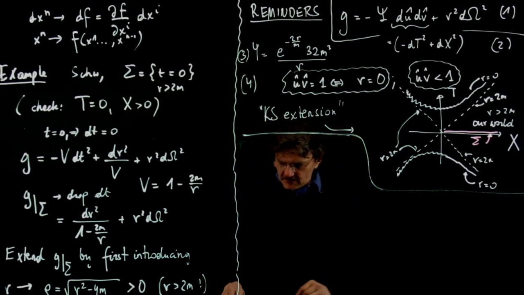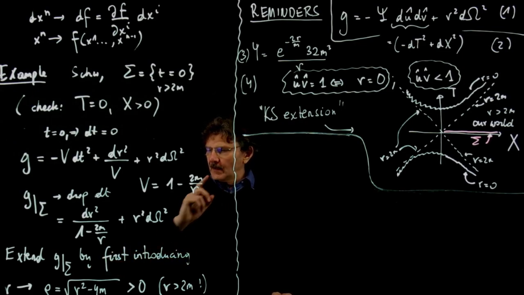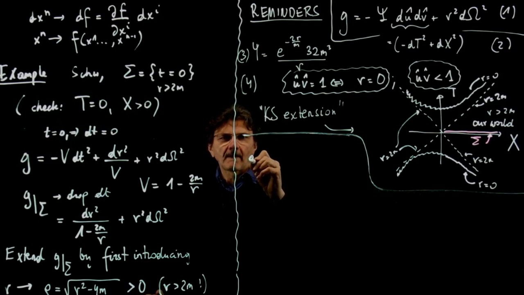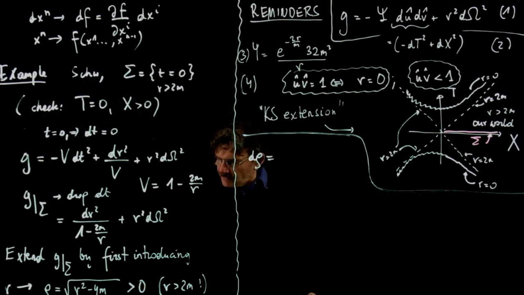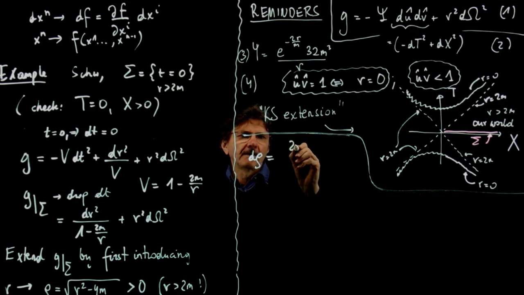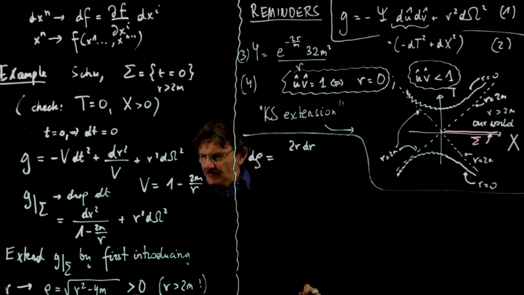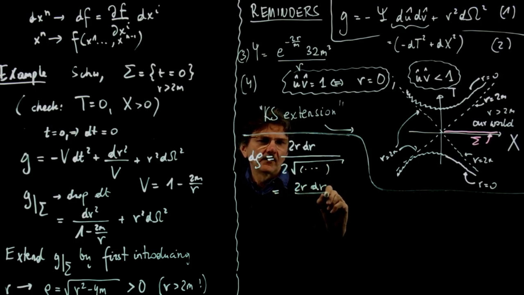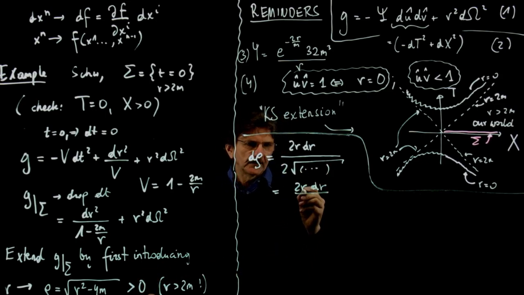So good. This is a simple calculation now. So we make this change of coordinates. So let's see, we can calculate d rho. I have to differentiate this function. I get 2r dr by differentiating whatever is under the square root, and the square root gives me 2 times whatever there was here, which is 2r dr over, well, the 2 goes away, but 2 rho.